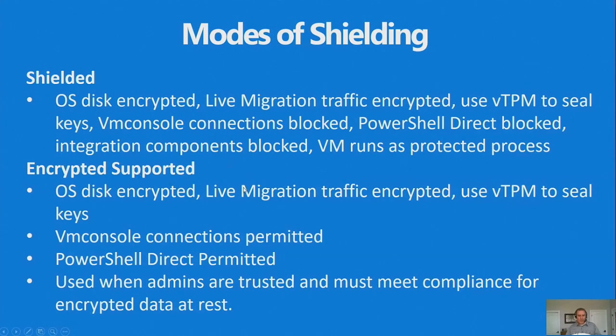Encrypted support is basically, the use case for it most often is you need to meet a checkbox for compliance for data at rest. You still get VM console connection. You still get PowerShell Direct. You get RDP and all of the BitLocker. Yeah, you can get BitLocker. Live migration traffic is encrypted, and you can use the virtual TPM to seal the keys. But it's more open: VM console, RDP, PowerShell Direct, all those things are still at play in this scenario, and it's less secure, and you're assuming that your storage fabric and your network fabric are highly secured.